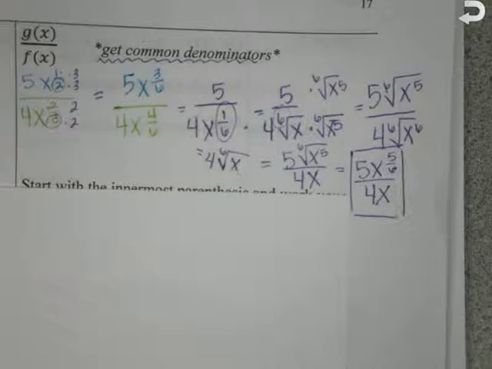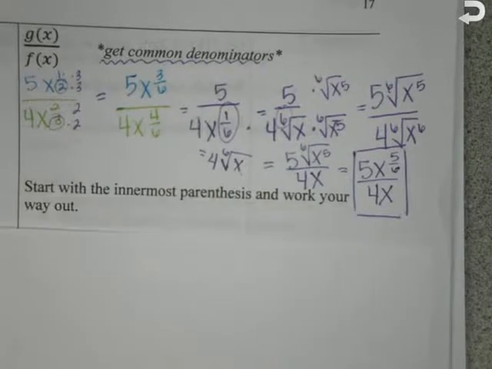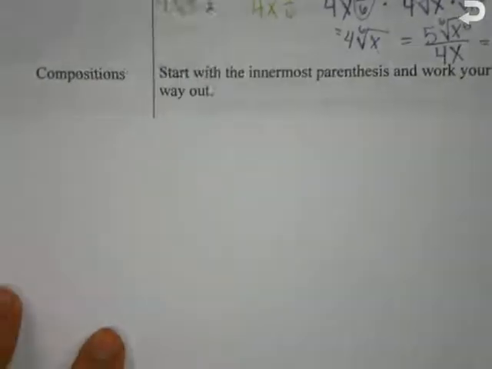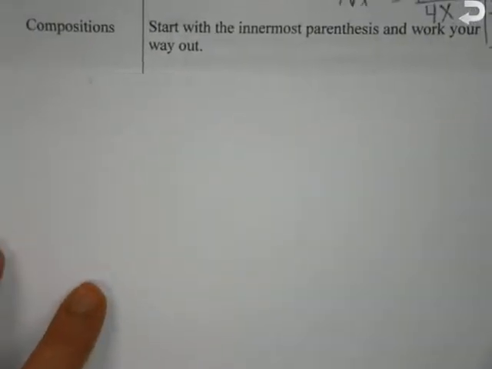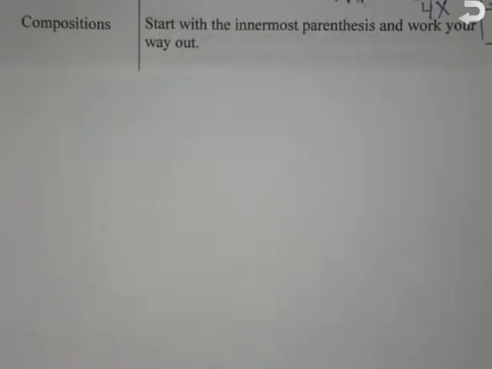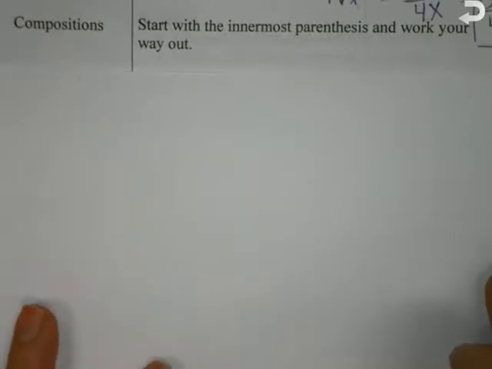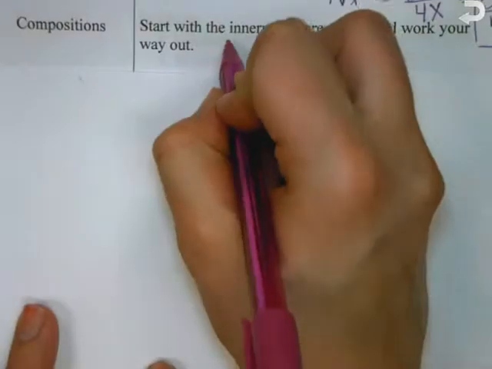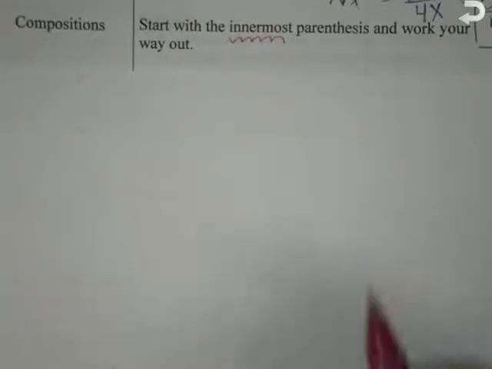Last thing we want to look at is a new type of operation called composition. A composition of functions happens when we take one function and put another function inside of it. It's not multiplication. It's evaluating two functions at one time, basically. In order to complete a composition, we want to start with the innermost parentheses first and work our way outwards. I will show you what a composition looks like in just a second.